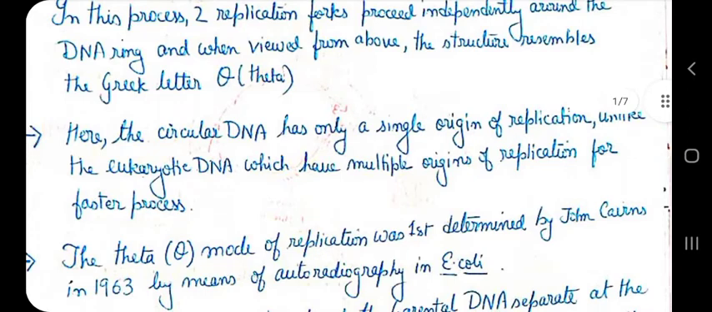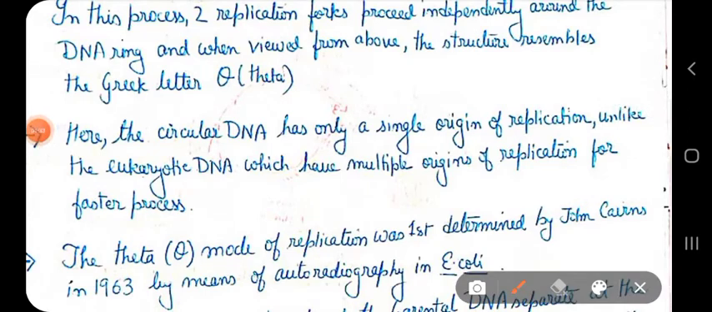Here the circular DNA has only one origin of replication, unlike in eukaryotes, where there are multiple origins of replication because the DNA is enormous in the eukaryotic cell.